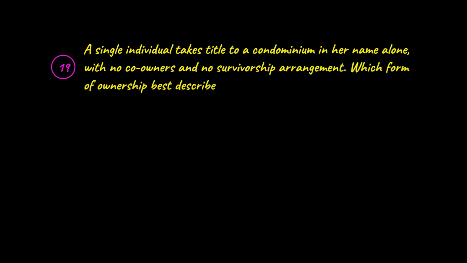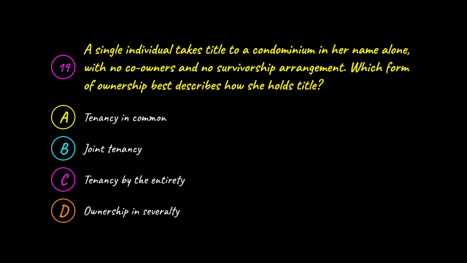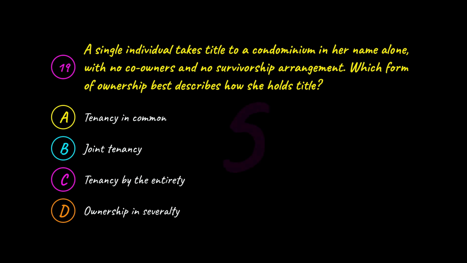Question 19. A single individual takes title to a condominium in her name alone, with no co-owners and no survivorship arrangement. Which form of ownership best describes how she holds title? Your options are A. Tenancy in common, B. Joint tenancy, C. Tenancy by the entirety, D. Ownership in severalty. Before I reveal it, which one do you think is right?